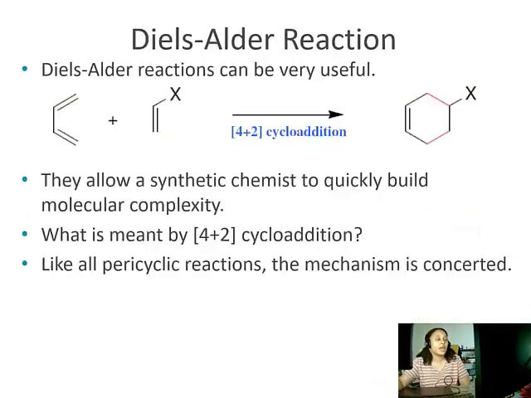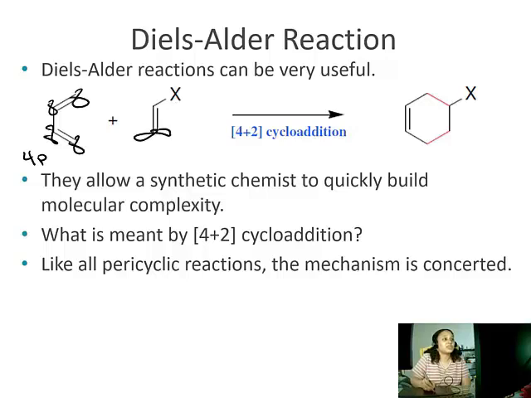Okay. Now, the Diels-Alder reaction, like I mentioned before, is a pericyclic reaction. We call it a 4 pi plus 2 pi electrons reaction because one of your molecules has 4 p orbitals associated with the reaction, and the second one has 2 p orbitals associated with the reaction, and it's an overlap of these orbitals that causes the reaction to happen.